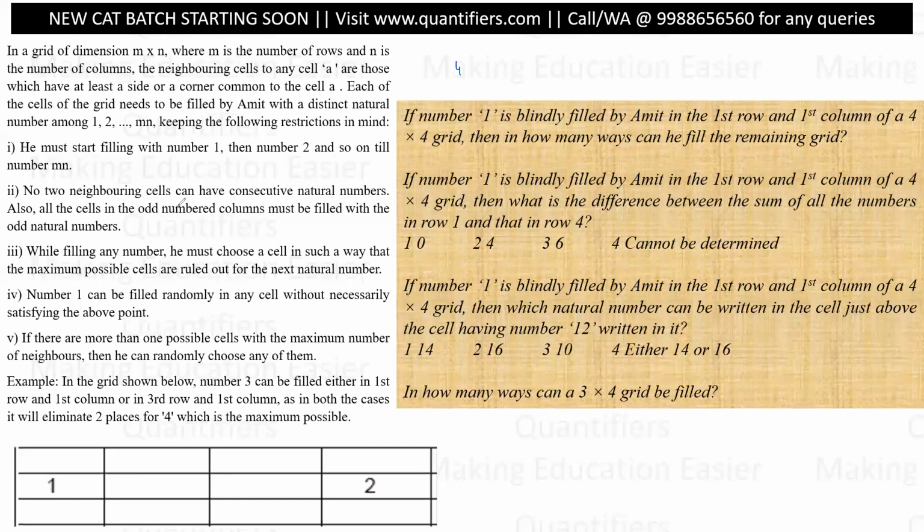No two neighboring cells can have consecutive natural numbers. Also, all the cells in odd columns must be filled with odd numbers. Odd column, sorry, first column and third column, they must be filled with odd numbers, which automatically means that the other columns will be filled with even numbers.